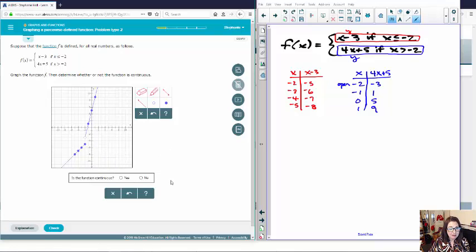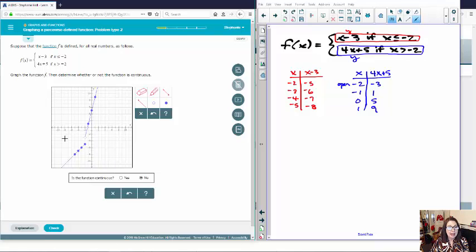Alright, now I have this question, is the function continuous? And it's not, because if I trace along this, I would have to pick up to move to the next section. So the answer is no. If you can trace without picking up your pencil or your cursor, whatever the case may be, then it would be continuous.